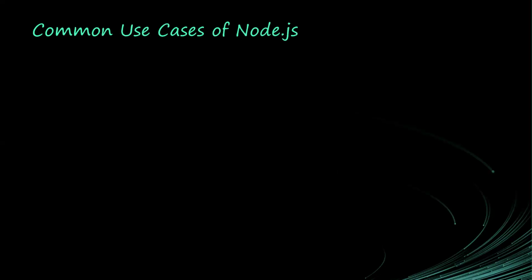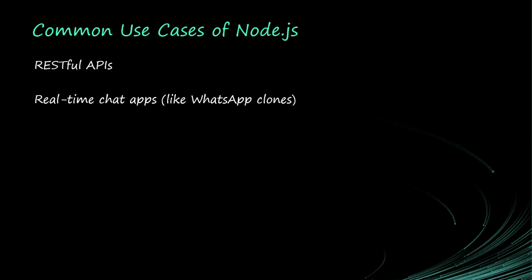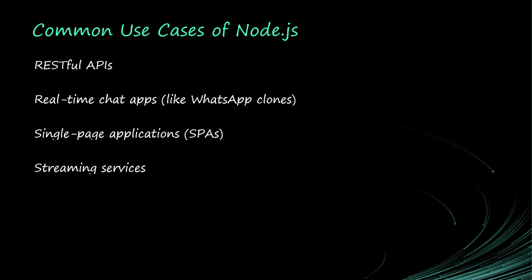So what are the common uses of Node.js? RESTful APIs. You can use it to build RESTful APIs. You can use it to create real-time chat applications like WhatsApp clones, single-page applications, streaming services, IoT, Internet of Things applications, command line tools. There's just a lot. So just fasten your seatbelt. You have embarked on an amazing journey.